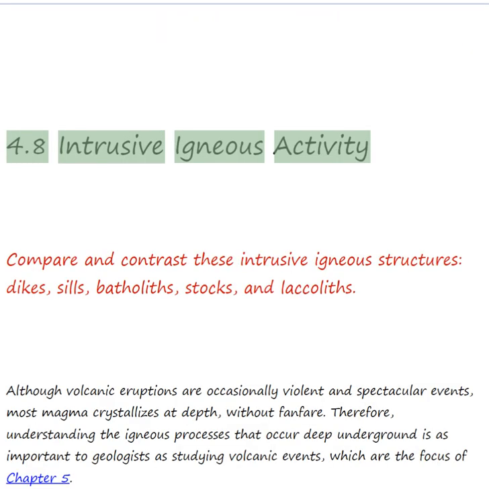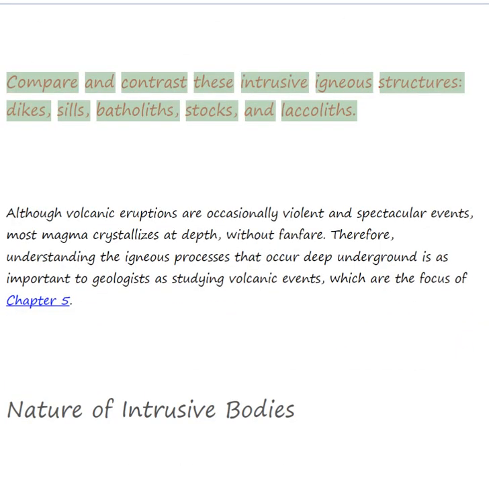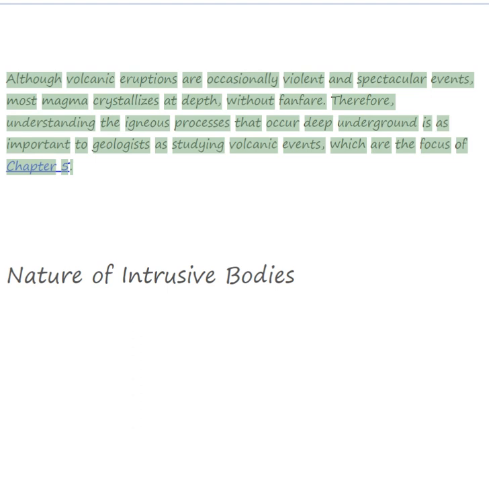4.8 Intrusive igneous activity. Compare and contrast these intrusive igneous structures: dikes, sills, batholiths, stocks, and laccoliths. Although volcanic eruptions are occasionally violent and spectacular events, most magma crystallizes at depth, without fanfare. Therefore, understanding the igneous processes that occur deep underground is as important to geologists as studying volcanic events, which are the focus of Chapter 5.